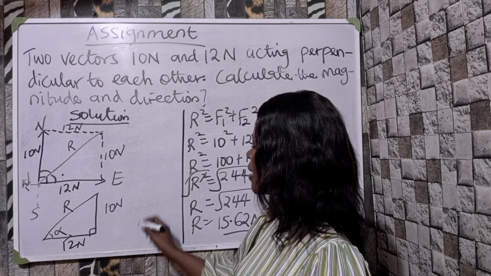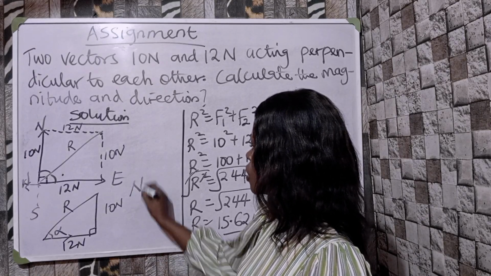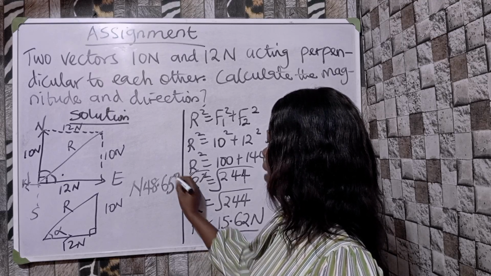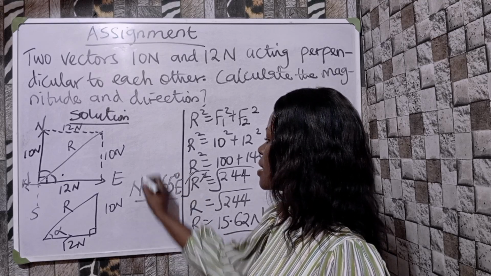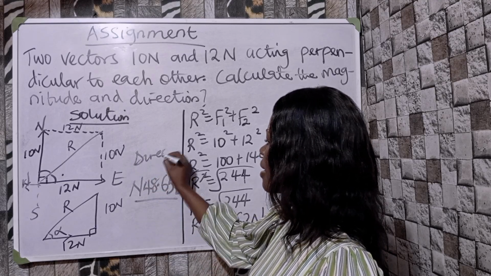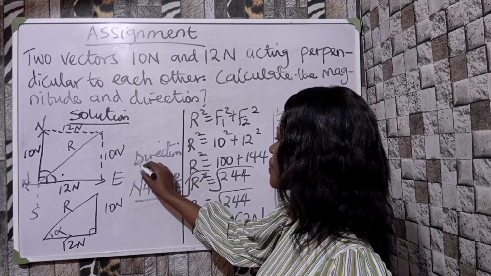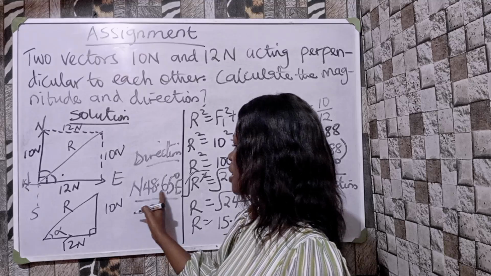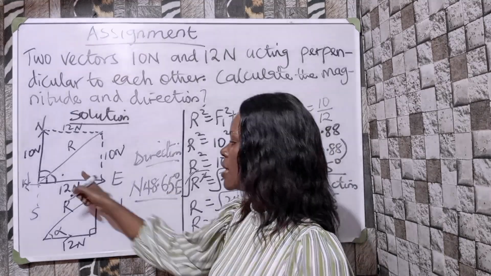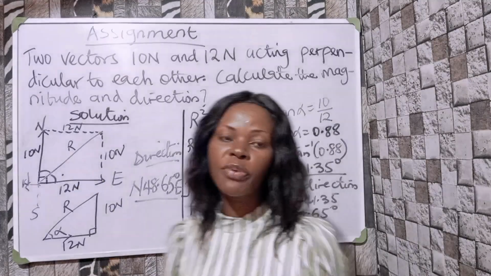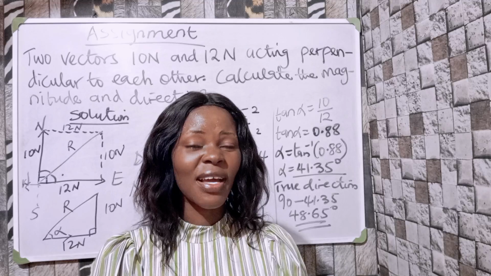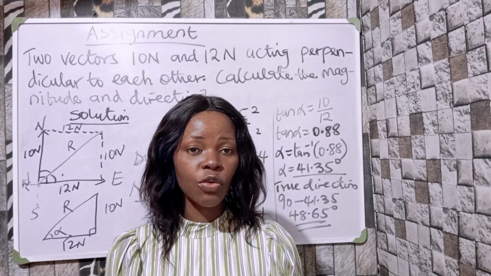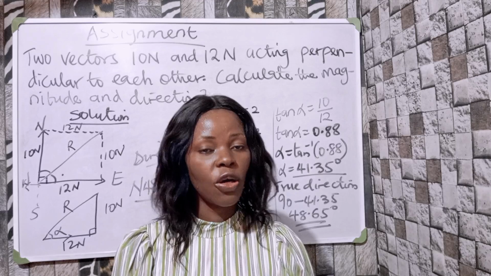So I can say the direction is north 48.65 degrees east. This is my direction. My direction is north 48.65 degrees east. I hope you understand that. So this is how you can solve problems on vectors inclined at right angle, or perpendicular to each other.